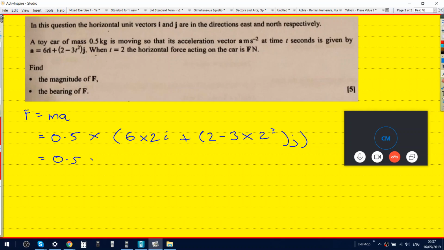Would you just half all of that vector? So yeah, if it helps, sub in 2 first and then multiply everything by a half, so they might actually cancel each other out. Yeah.